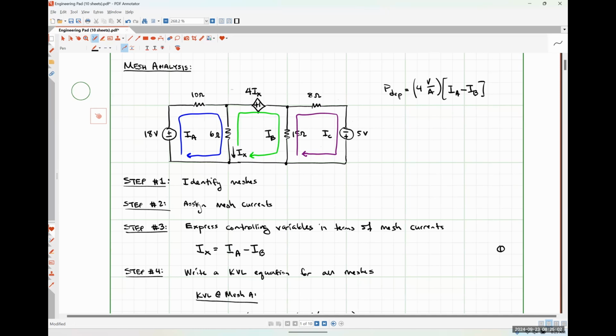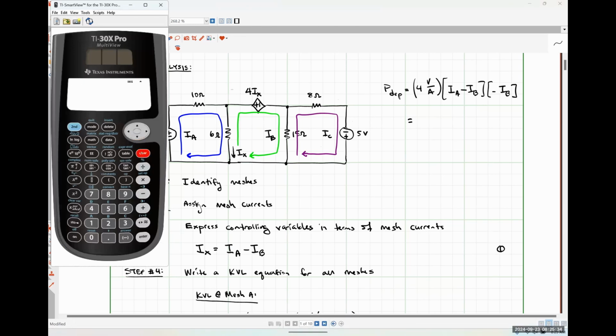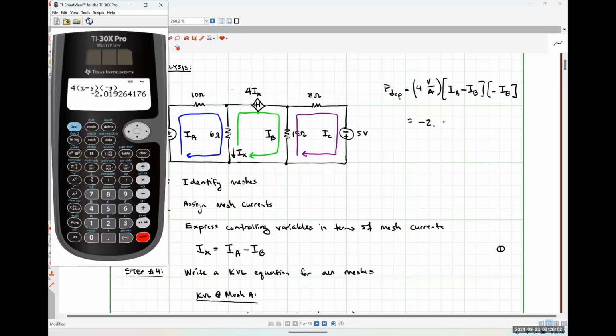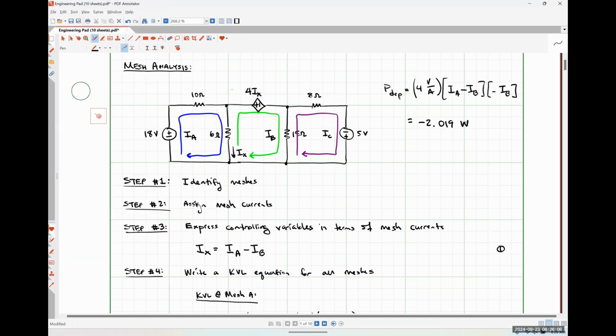So this is going to be volts per amp times IX, which is going to be IA minus IB. What's the current flowing into the negative polarity terminal of the dependent source? Well, yeah, so IB flows into the positive polarity terminal, so negative IB flows into the negative polarity terminal. So we could just put a negative IB right here. So I'm just throwing this in my calculator. So that would be 4 times what's currently stored in this calculator is X minus Y times negative Y. This is one of the reasons I really like the TI calculators, is it automatically stores everything from a system solver in the memory. And so we would see that our dependent source is supplying negative 2 point something, 0.19 watts of power, which means it's actually absorbing.